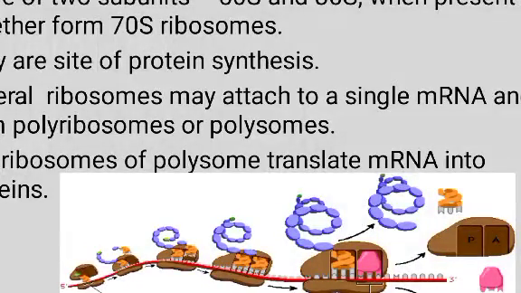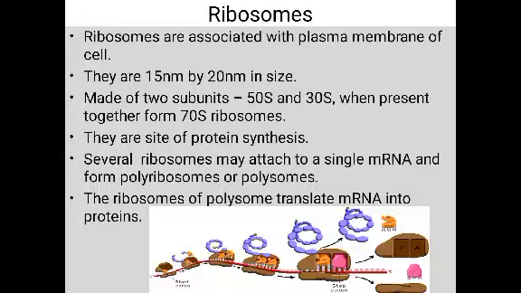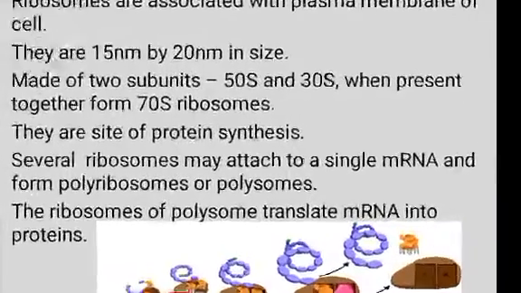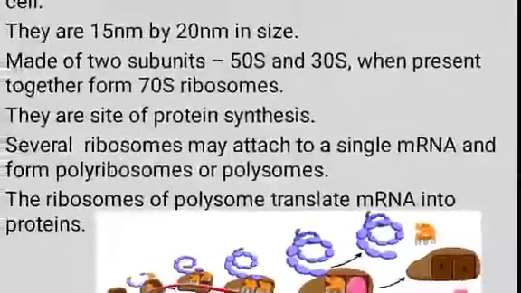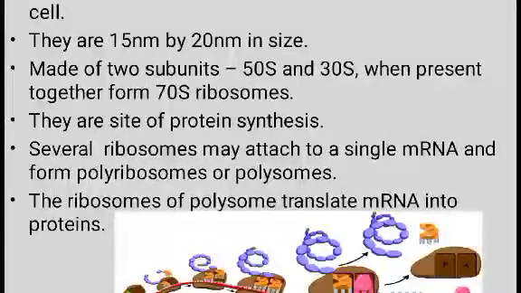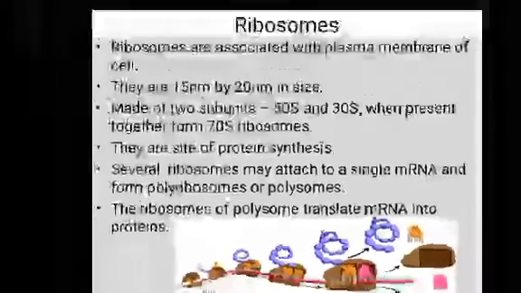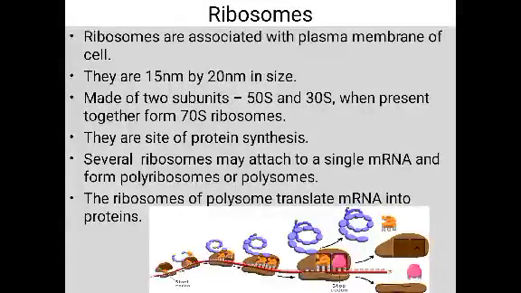See here, in this picture you can see the two subunits present in them. One is smaller in size and the other is larger. The larger one is the 50S subunit and the smaller one is the 30S subunit. When they are present together, they form the 70S ribosome. So don't think that when we add 50 and 30 we will get 70. It's not like that. When the two subunits join together they form the 70S.